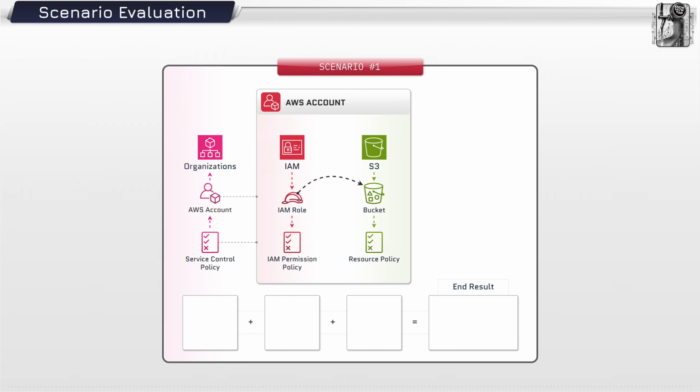In scenario 1, let's say we have a service control policy that allows a specific API action. At the same time, we also have an identity-based policy and a resource-based policy that both explicitly deny that same action. What do you think will happen? Go ahead and pause the video and think it through, both the outcome and why it happens in this case.